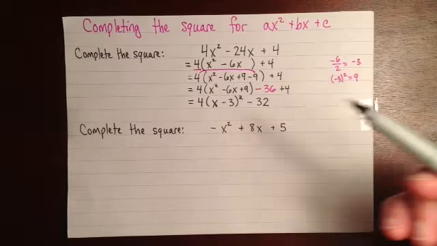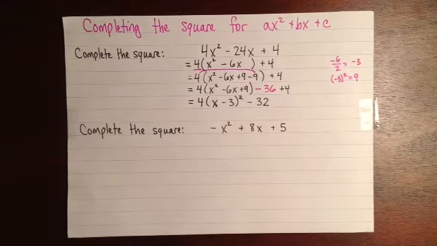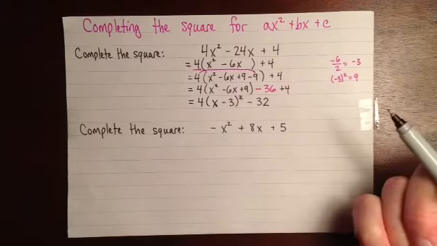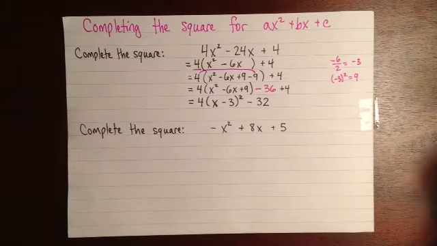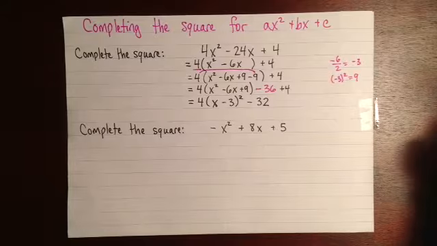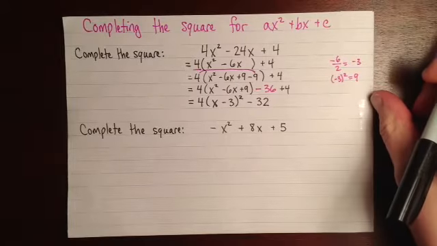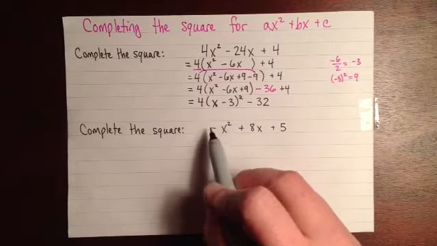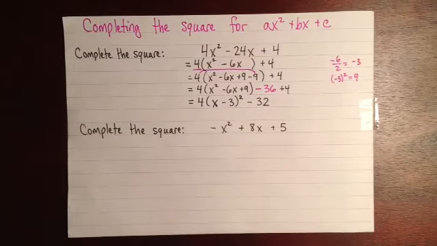Okay, here's the next one. This almost looks like the ones from the last video, because here we have negative 1x squared. In a way this is simpler, and in a way it's so much simpler that sometimes people forget the little extra detail that this isn't 1. So pay real close attention if you're completing a square and you have negative 1x squared.